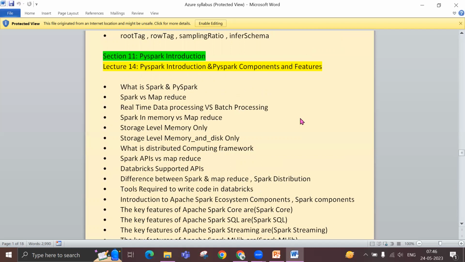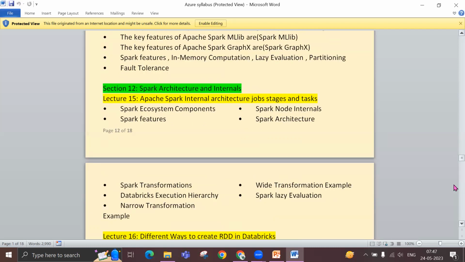Okay, so what is PySpark? Before PySpark, what is Spark? Right, and then we'll discuss about the PySpark, and we'll discuss about some of the APIs available that we'll be using day in day out in our regular work.